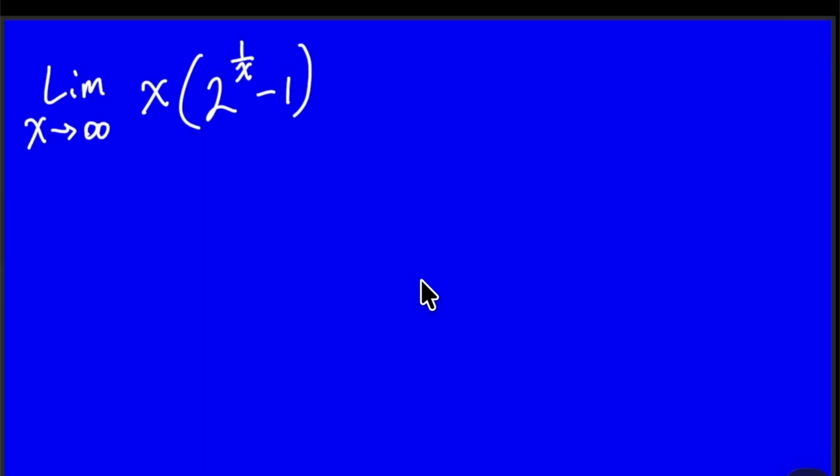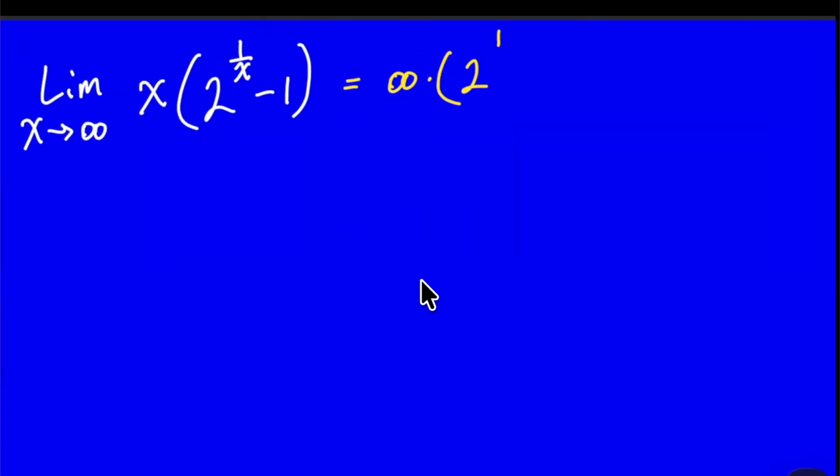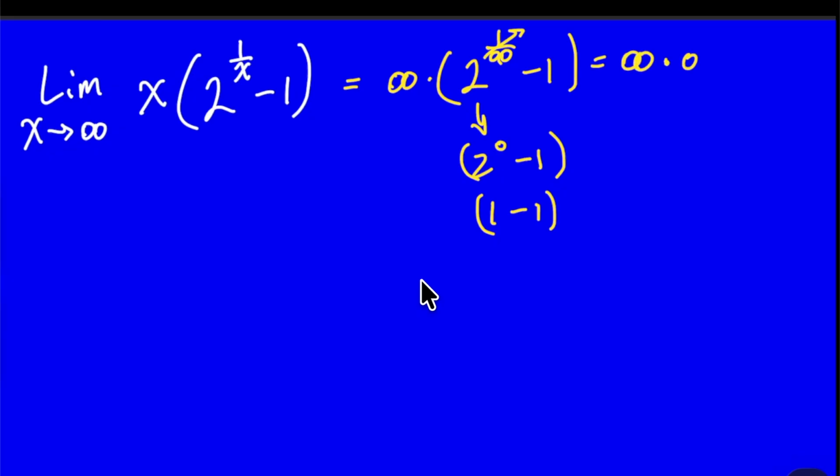For the limit shown here, if we plug in infinity for x, we're going to have infinity. And looking in the parentheses, we're going to have 2 to the 1 over infinity minus 1. 2 to the 1 over infinity is the same as 2 to the 0 power, because that goes to 0, minus 1. And 2 to the 0 power is 1. 1 minus 1 is 0. So this is infinity times 0, indeterminate. Can't do anything with it.